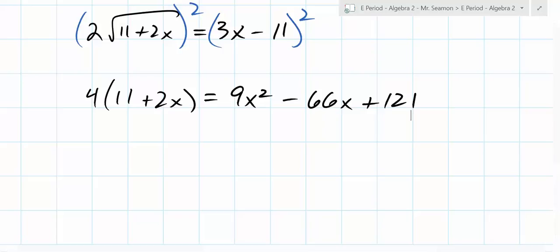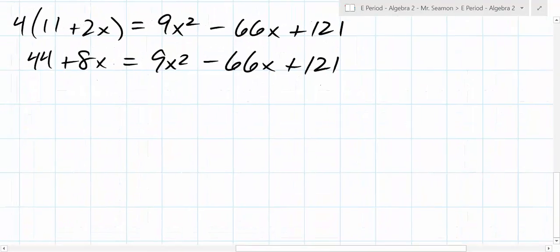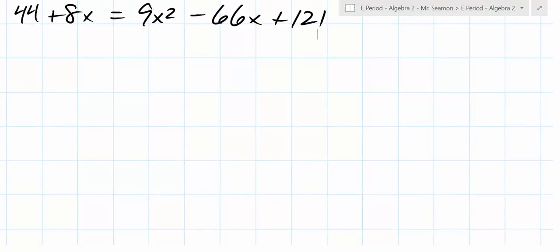They're bigger numbers, but that's just kind of the truth of the matter. Now what do you do on the left side? Distribute, so you get 44 plus 8x is equal to 9x squared. So what kind of equation do I have now? What kind of equation? It's a what? That's a quadratic. So at this point, when we have a quadratic, what do we do when we have a quadratic? Set it to 0, exactly.